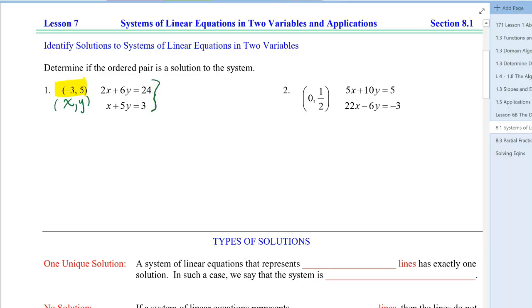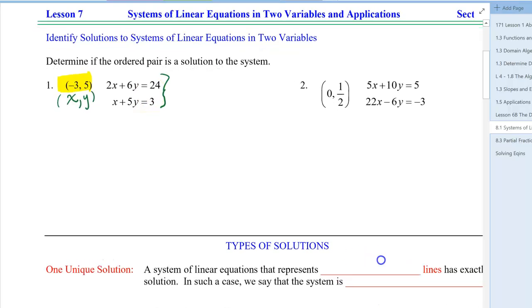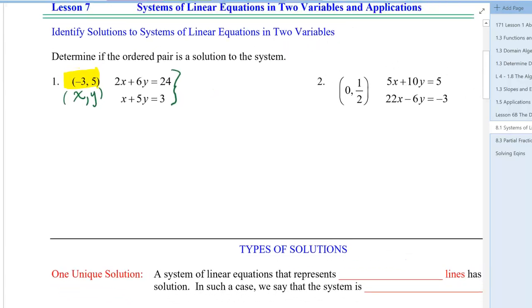A system of equations is one or more equations that are grouped together. And for an ordered pair to be a solution, it must satisfy all of the equations in that system. In other words, we're going to plug in this point for x and y in the first equation and see if we get a true statement. Then we'll plug x and y into the second equation and see if that gives us a true statement. If we get a true statement in both equations, then that ordered pair is a solution to the system. So let's do that.